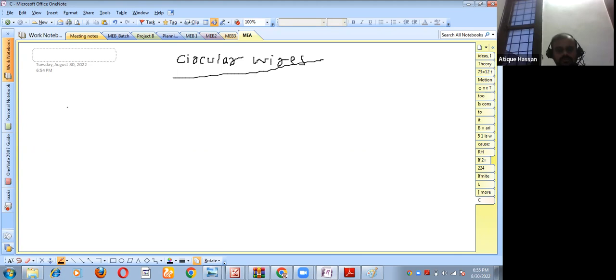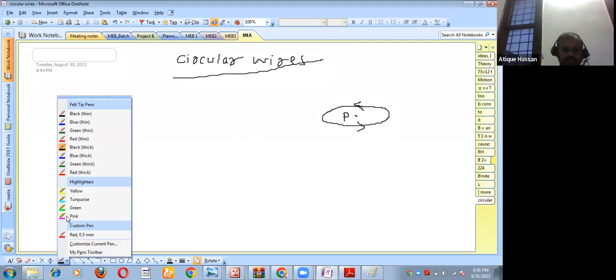Suppose we have a circular wire like this and current is flowing anti-clockwise. So we have to find magnetic field at the center. So still we can apply Biot-Savart law. Suppose we have to find magnetic field at point P. So we can find the magnetic field using Biot-Savart law. For that, what we have to do?